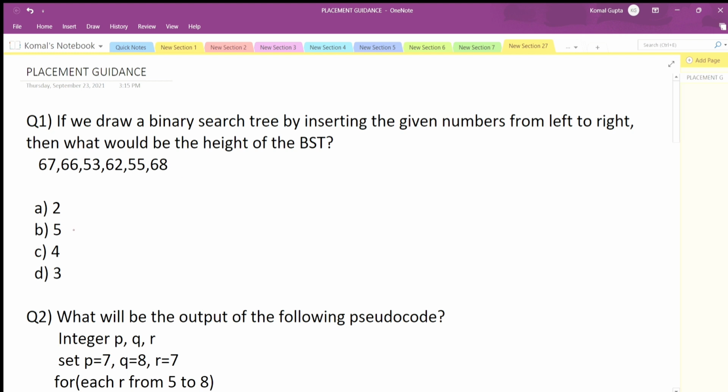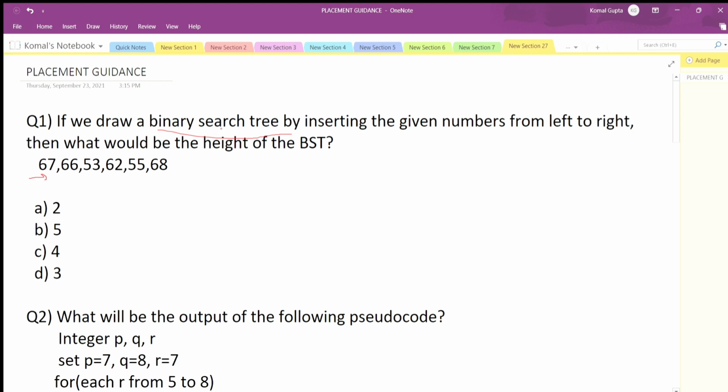So let's get started. The first question is from DSA. They have said that if we draw a binary search tree by inserting the given numbers from left to right, we have to insert them into the BST starting from here. Then what would be the height of the BST? We have to find the height of the BST after forming it.